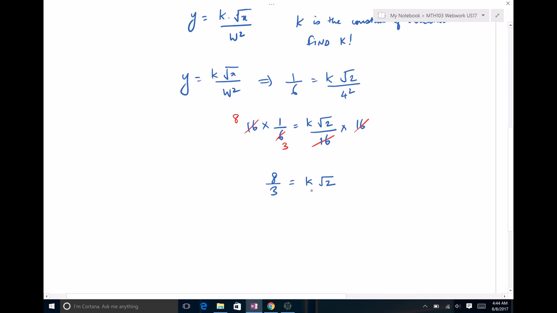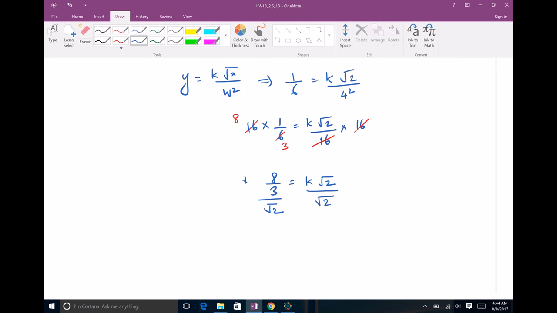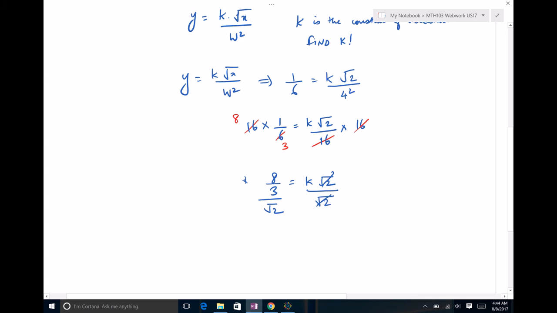And of course, to get rid of the square root of 2, I divide both sides of the equation by square root of 2. And that leaves me with the value of k. That's k equals 8 over 3 divided by square root of 2.